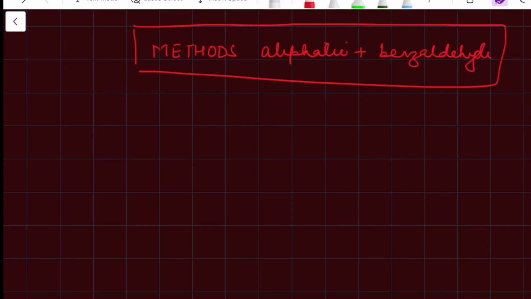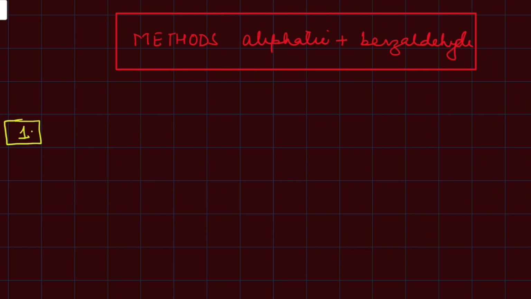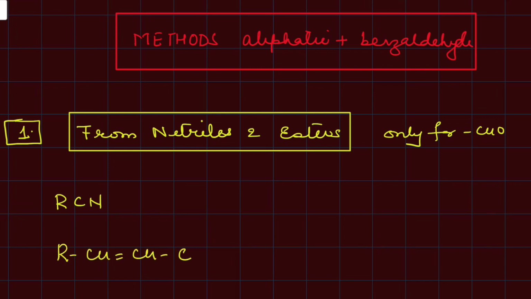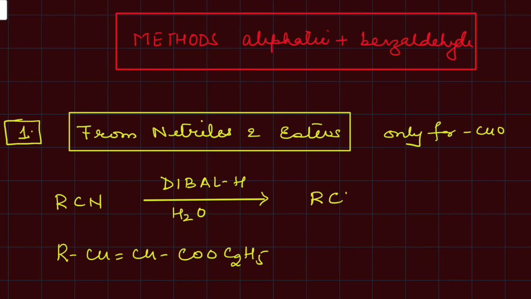Now we move on to the third category, that is methods for both aliphatic as well as aromatic. So the first one is from nitriles, and this is only for aldehyde, not for ketone, only for aldehyde. So if we have RCN or an ester, in presence of DIBAL-H followed by hydrolysis, we directly get aldehyde.